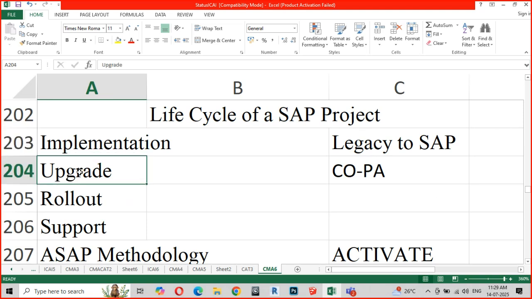We have upgrade projects, where the version of SAP has changed and we need to move to the higher versions. I gave you an example when we spoke about the architecture, from R1 architecture to R2, from R2 to R3, and from R3 to SAP HANA. Now we are talking about HANA. So this is your typical example for upgrade projects.